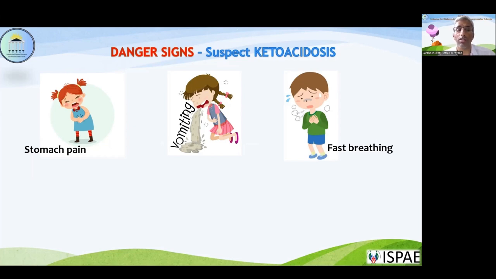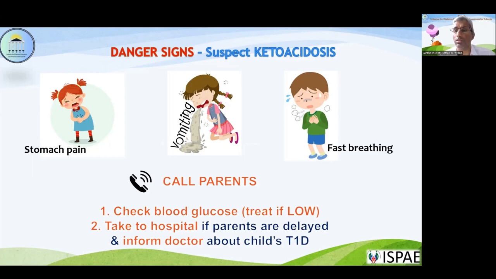For example, a child having intolerable stomach pain or recurrent episodes of vomiting, or a child being restless, irritable, and fast breathing. All this can indicate a medical emergency, and it's important for the school staff or the teachers to recognize this condition and inform the parents as soon as possible and check the blood glucose levels to establish if the sugars are high. And in case parents are living quite far from the school and there's going to be a delay in parents reaching the school, it's advisable for the school to take the child to the nearby hospital and inform the doctors about the type 1 diabetes so that appropriate management can be initiated sooner.